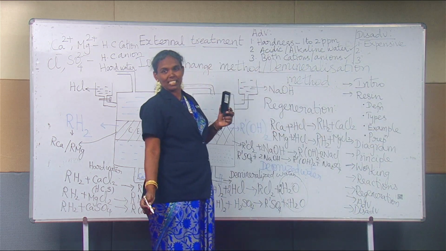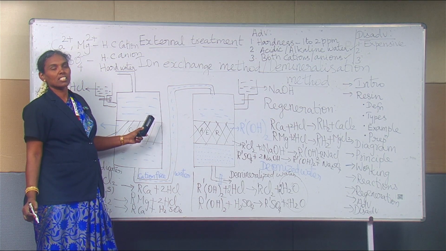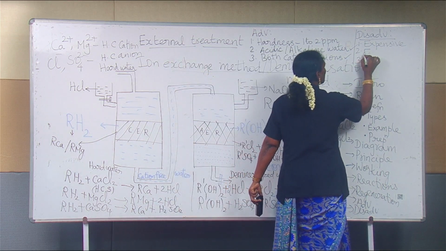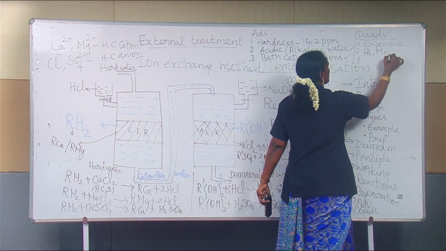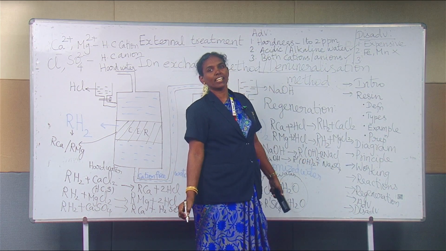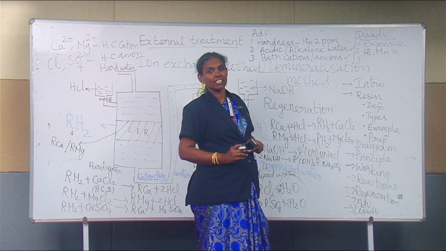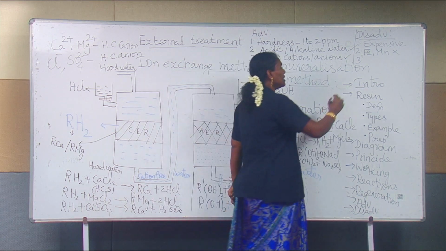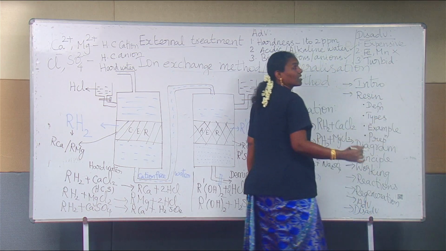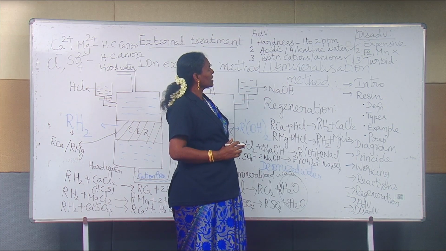Why is this method expensive? Because of the resins. Here we are using a polymer, which is costly. Then the next one is water containing iron and manganese cannot be used, because they form a complex with the resin. Similarly, turbid water cannot be used because it clogs the resin. So these are the 3 disadvantages.